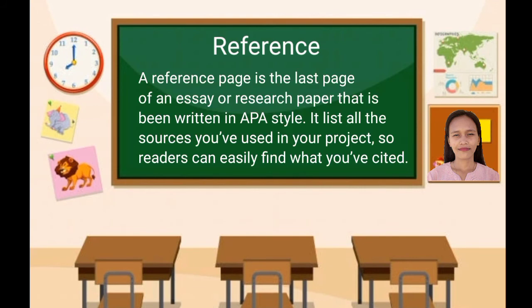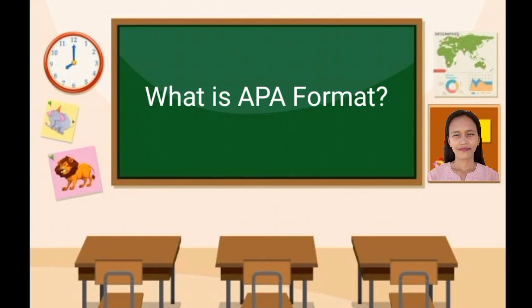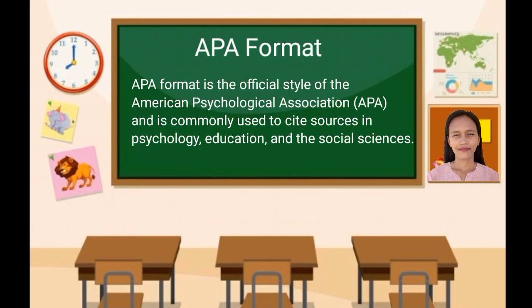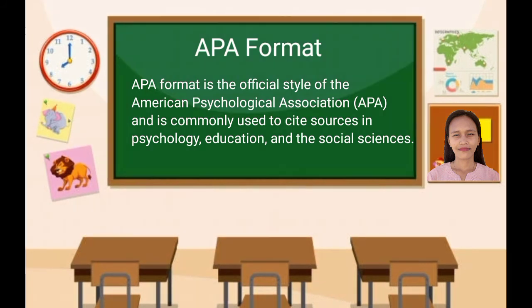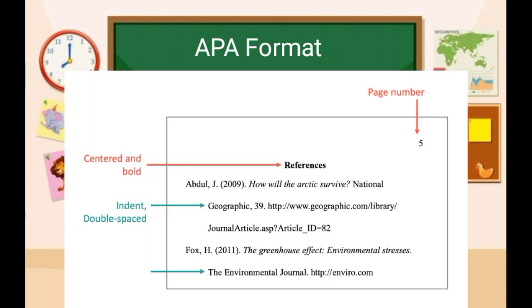Then, reference. A reference page is the last page of an essay or research paper that has been written in APA style. It lists all the sources you've used in your project so readers can easily find what you've cited. So, what is APA format, by the way? So, as mentioned in our previous topic, APA format is the official style of the American Psychological Association and is commonly used to cite sources in psychology, education, and the social sciences. Here is a sample of reference using APA format.